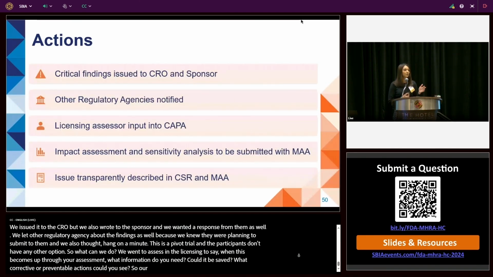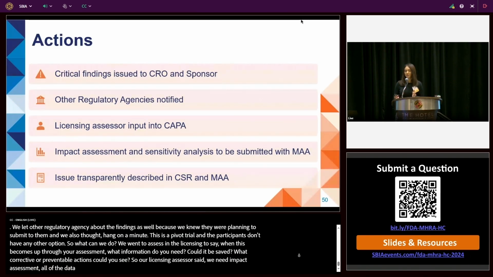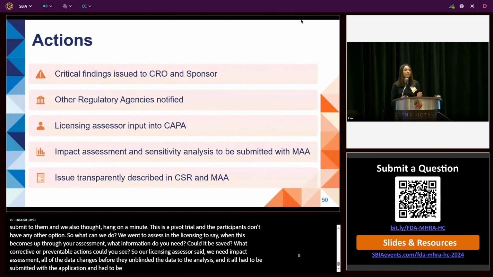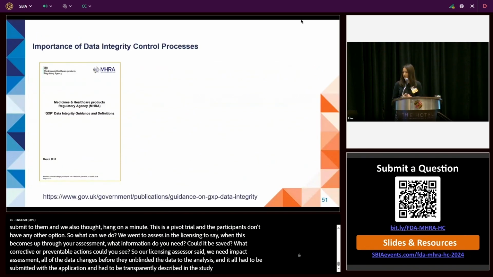We need to clearly see all the data changes from before they unblinded the data to the analysis, see what had changed, explain it, and do a sensitivity analysis. And that had to be submitted with a marketing authorization application. It had to be transparently described in the clinical study report, and also in the covering letter for the marketing authorization application.